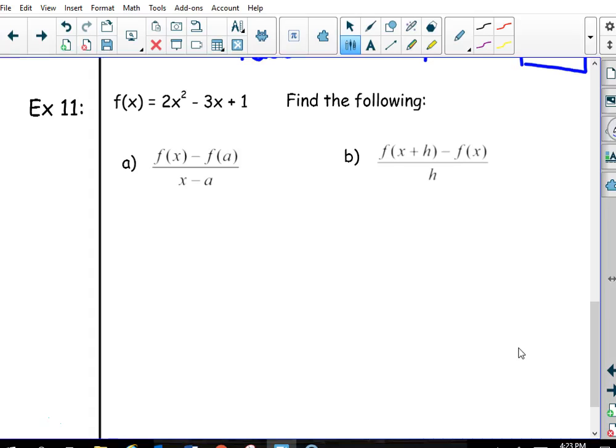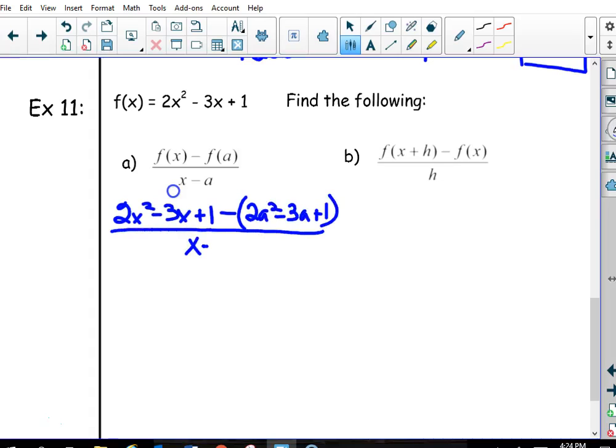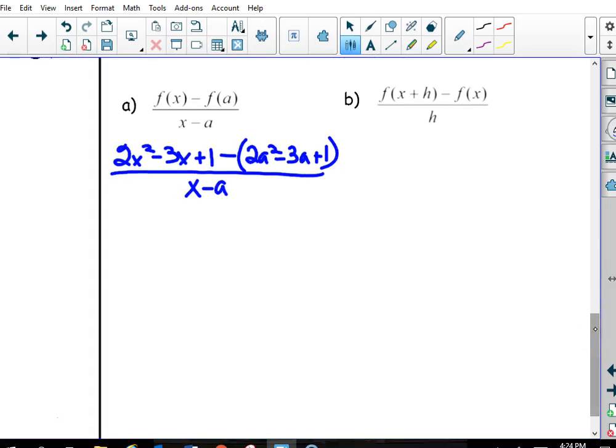And what I have to do is just substitute an x and subtract from that in the numerator, substituting an a. And what I should expect to happen is that I can factor out this x minus a in the denominator. So let's start: 2x squared minus 3x plus 1 minus 2a squared minus 3a plus 1 all over x minus a. All right, let's start by simplifying.